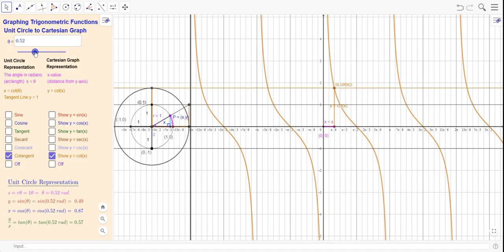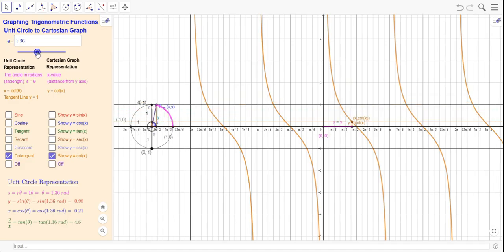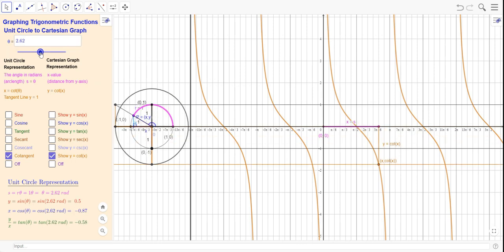When we get to pi over 2, let's type it in, pi over 2, it's going straight up, that's a right angle, 90 degrees, pi over 2 radians. Then we have 0 for the cotangent, so that's where the x-intercept is right there. And then as we go into the second quadrant, cotangent is negative.